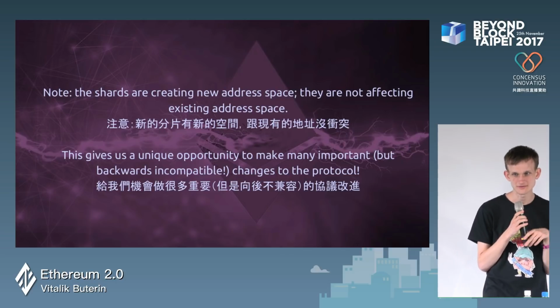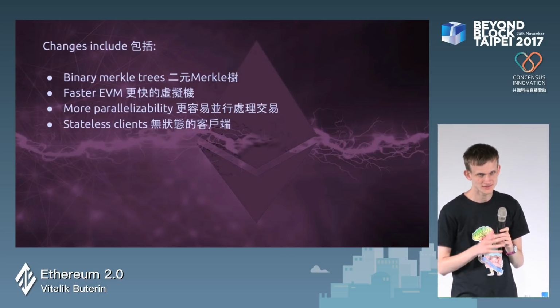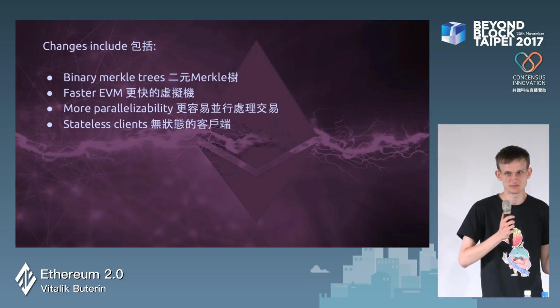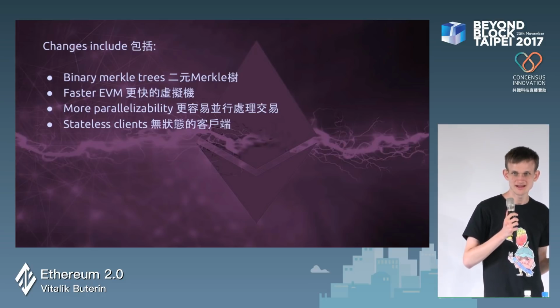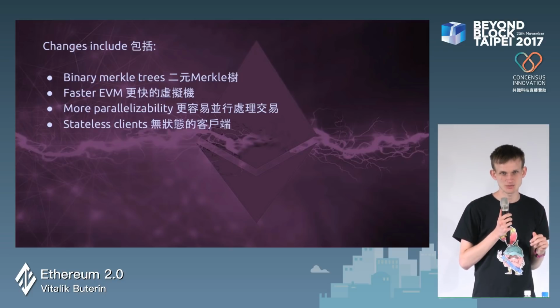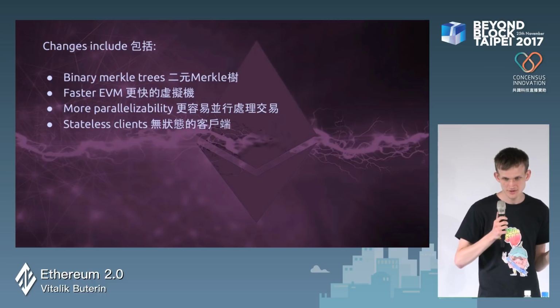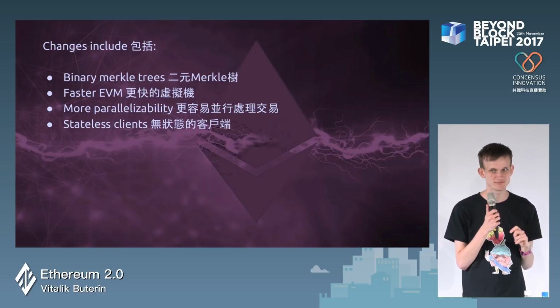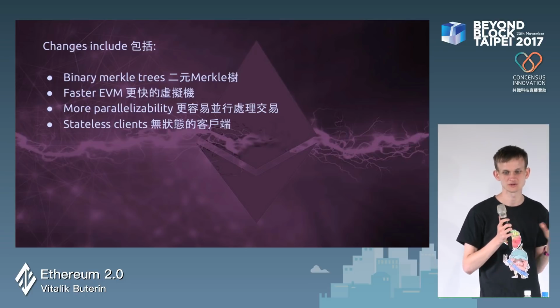Yeah. So now some of the changes here include things like switching from hexary Merkle trees to binary Merkle trees. This makes Merkle proofs 4 times more efficient. Faster EVM. We could basically go straight into something like EWASM. More parallelizability. There's like 5 different possible ways to make the Ethereum virtual machine way more parallelizable.